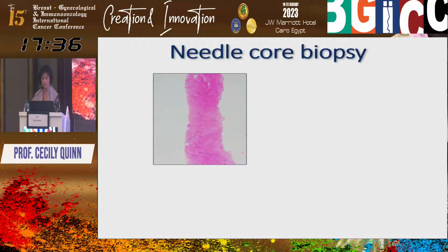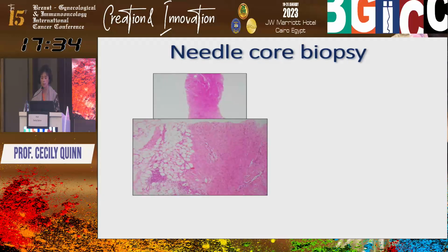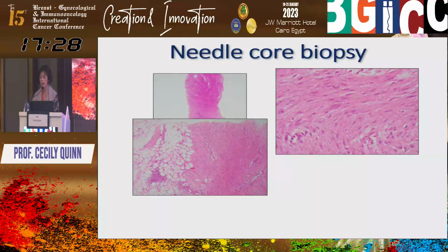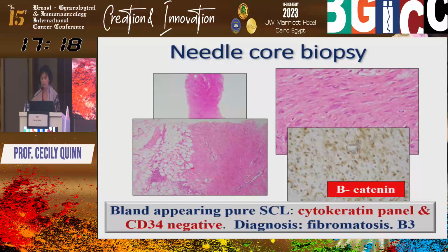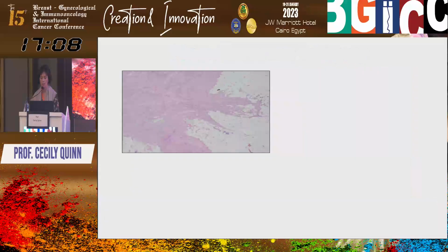So on core biopsy, we have a bland appearing spindle cell lesion here with an irregular contour. When we look at higher power, we see plump cells. We don't see really any atypia, and there are no mitotic figures. Beta-catenin was positive in this case. Everything else was negative. We call this fibromatosis, and it was a B3 lesion. So in fact, this case was excised, but obviously there is a move towards not excising these.